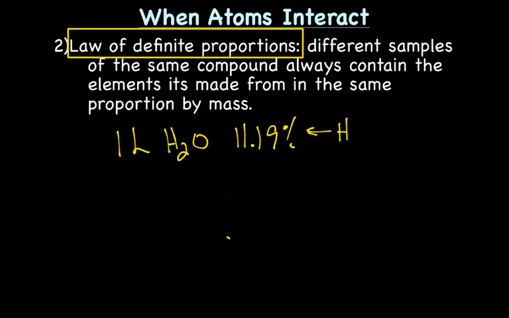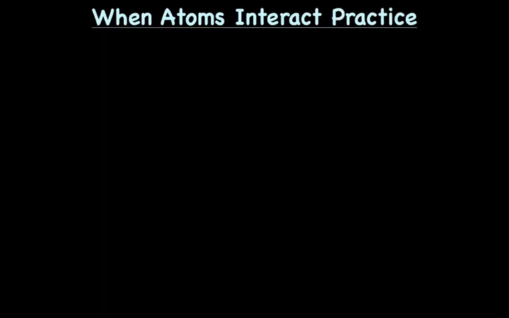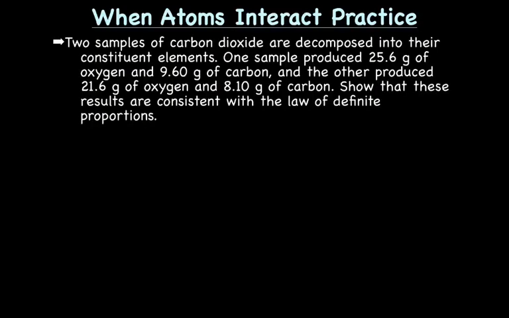If we had 100 liters of water, 11.19% of that would be hydrogen. So no matter where we get our sample, in water, 11.19% of that is always hydrogen. That's what we mean by the law of definite proportions. So the last step for today is to try using the law of definite proportions. All right, let's try a couple practice problems here.